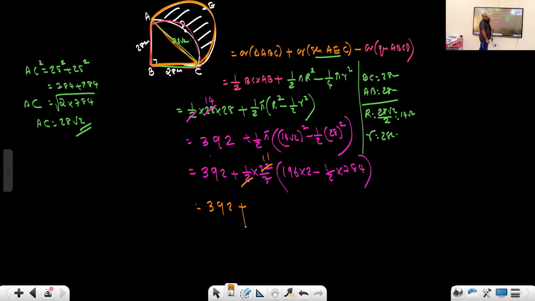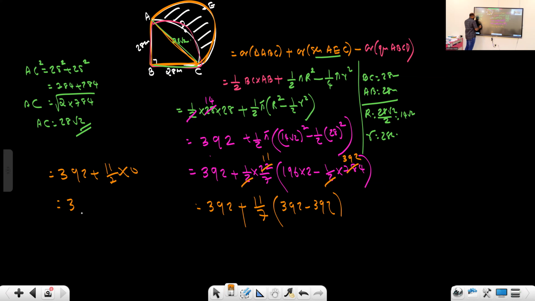Last similar question we did in the class. At that time the values were different. Similar question we did in the class. 11 by 7. 392 minus 392. This also will be 392. Am I right or not? Anybody checked it? What will be 392 minus 392? 0. So your answer is 392 plus 11 by 7 into 0. Notebook, if you are checking, a similar question is there in the notebook, but the values are different. I mean, class 4 question we did that.